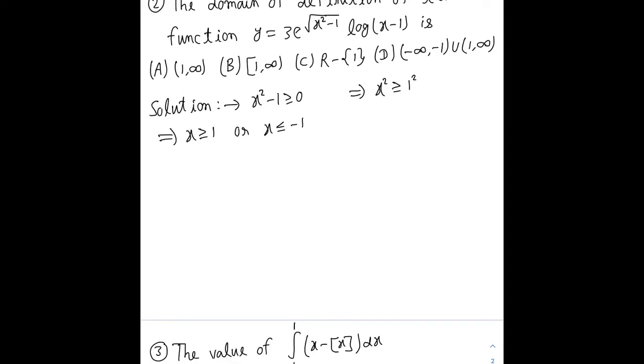Because you might have studied, when x square is greater than or equal to a square, where a is a positive number, then x would be either greater than or equal to a or x would be lesser than or equal to minus a. Okay, now another function is log x minus 1. So you know log is defined only for positive numbers. Here in place of x you have x minus 1. So x minus 1 must be positive. So you will get x greater than 1.